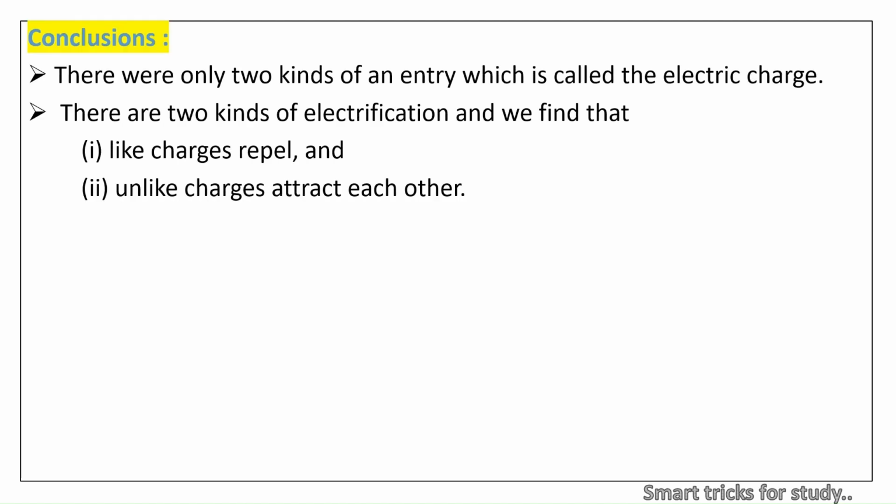Conclusions. There are only two kinds of electrification, which is called the electric charge. There are two kinds of electrification and we find that 1. Like charges repel and 2. Unlike charges attract each other.